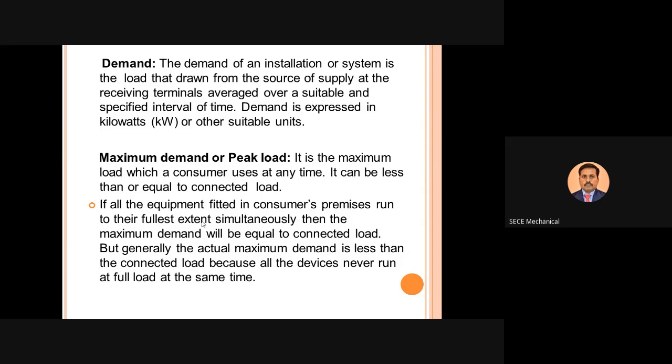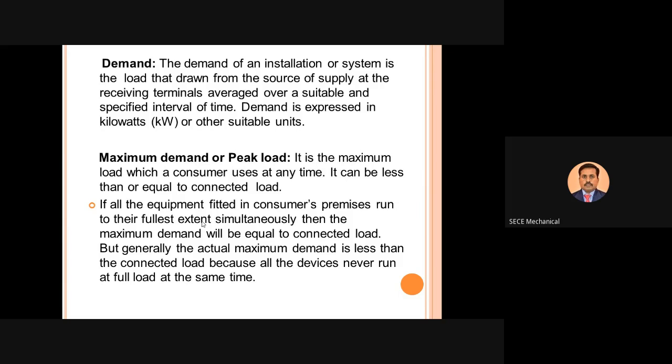So simply we can say demand is nothing but the requirement of power arising from the consumer, and based upon that, for a particular time, how much supply power is received from the power production area. That is called demand.